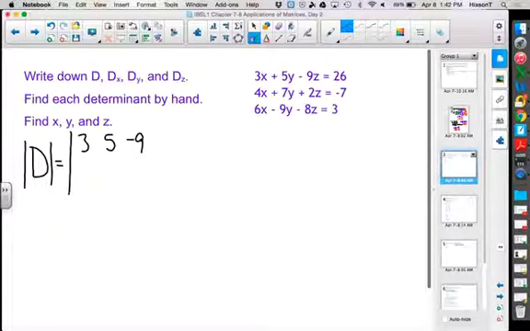So take a few minutes, try it. If you work with a partner, then you each only have to get 2. But find the determinant both by hand. Take the time to practice finding them by hand.